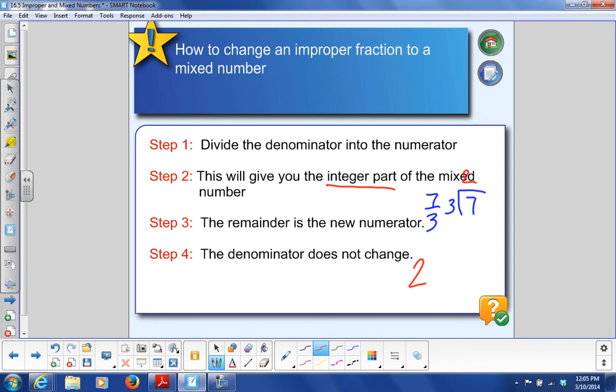Three times two is? Six. Seven minus six is? One. The remainder is the new numerator. So now my remainder goes on top, and the denominator doesn't change, so I still have threes. Does that help? Yes. Good.